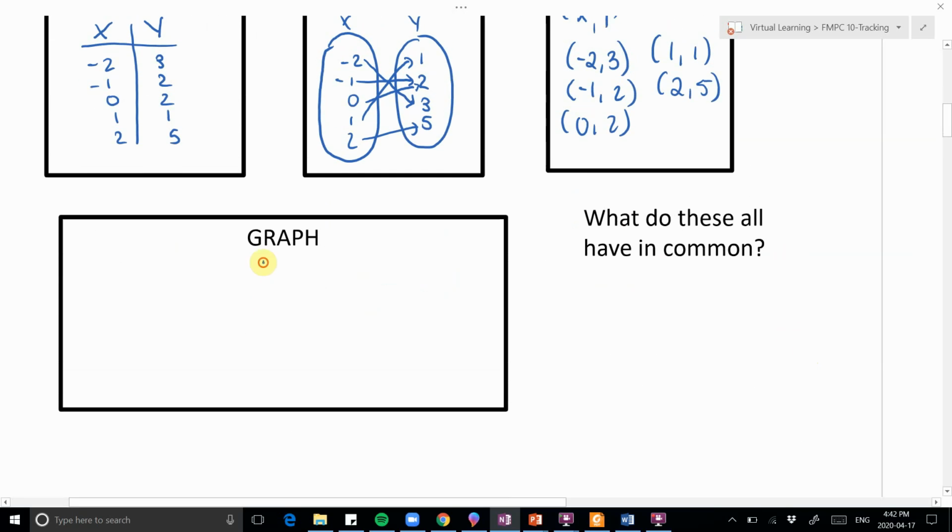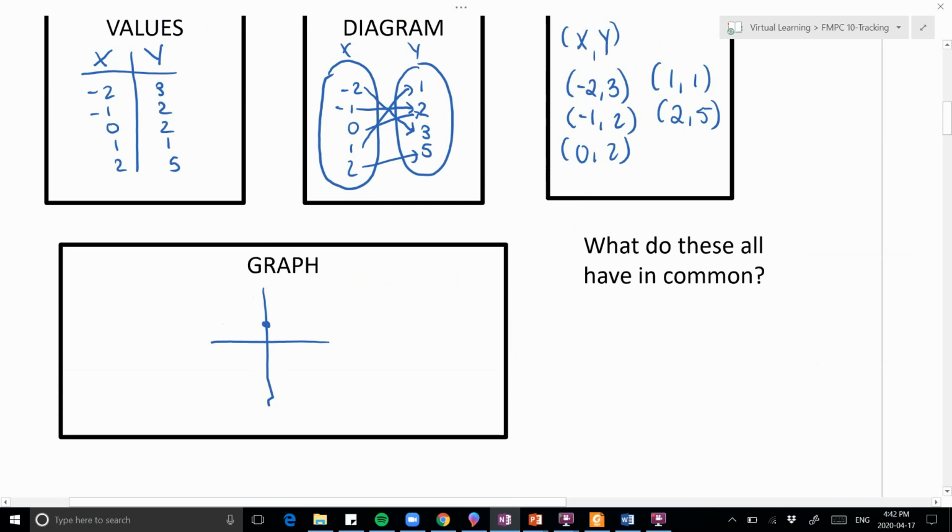So if I was graphing this, I would have a point at 0 and 2. I would have a point at -2 and 3. I would have a point at 1 and 1. I would have a point at 2 and 5. These are all my points. Oh, and -1 and 2. Right, so this would be the graph.